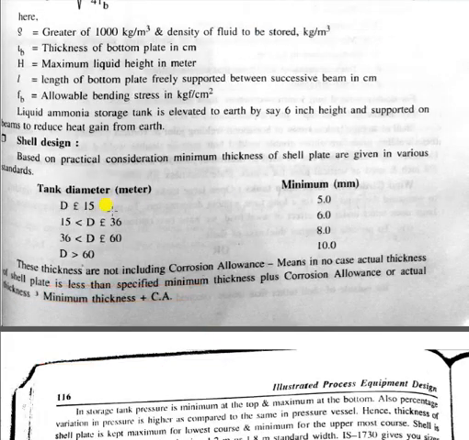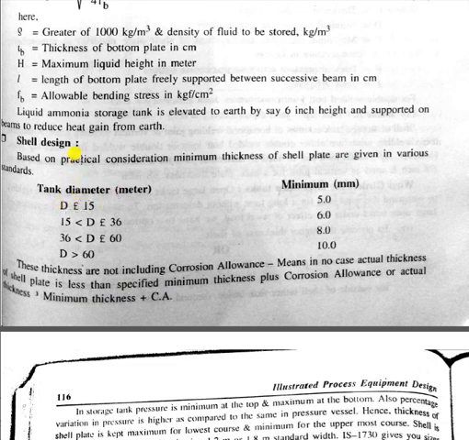Now let's see data for shell design. Based on practical consideration, the minimum thickness of shell plate is given in various standards. If the diameter is approximately 15 m, then the minimum thickness is 5 mm. If the diameter is less than 36 m, then it will be considered 8 mm, and for more than 60 m, the minimum thickness is 10 mm.